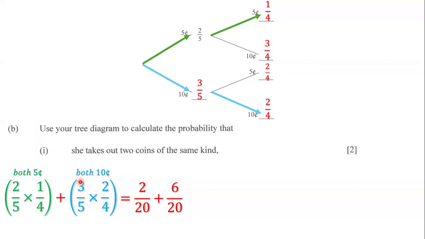For this one, we say 3 times 2, and 3 times 2 is 6. And then we have 5 times 4, which is 20. And so we add, we say 2 plus 6 is 8, and we keep the denominator the same, which is 20. And so what we do here is we divide, so we say 8 divided by 20, and 8 divided by 20 is 0.4. And so the probability that she takes out 2 coins of the same kind is 0.4.